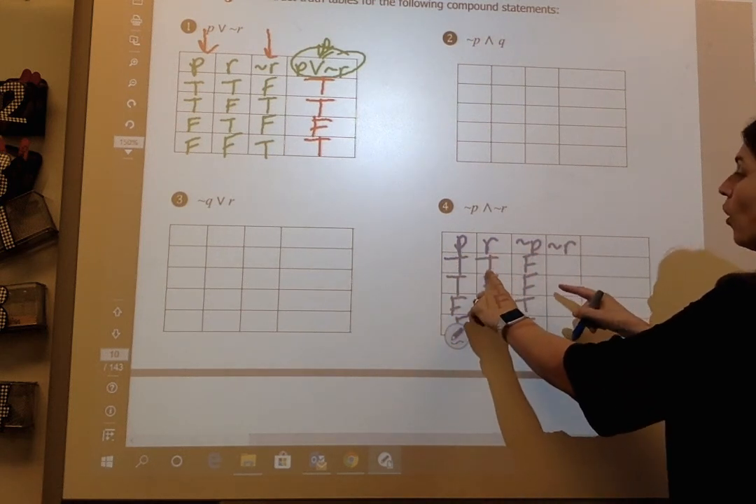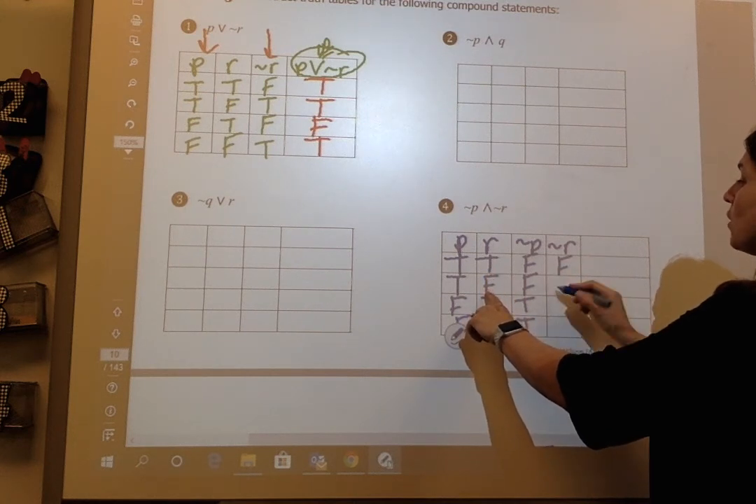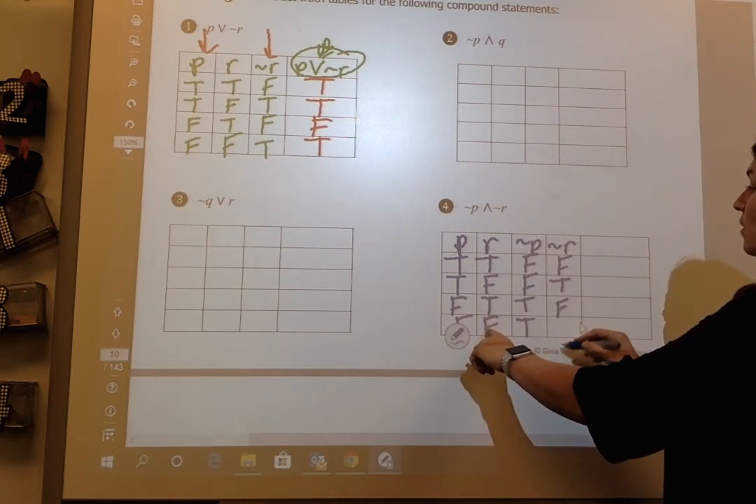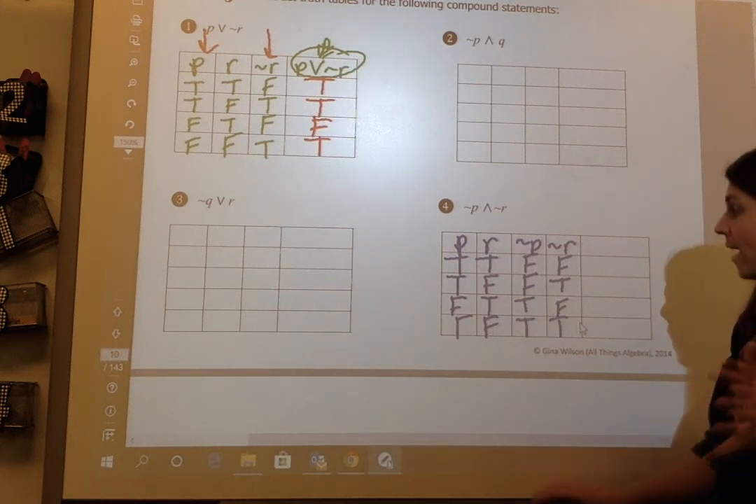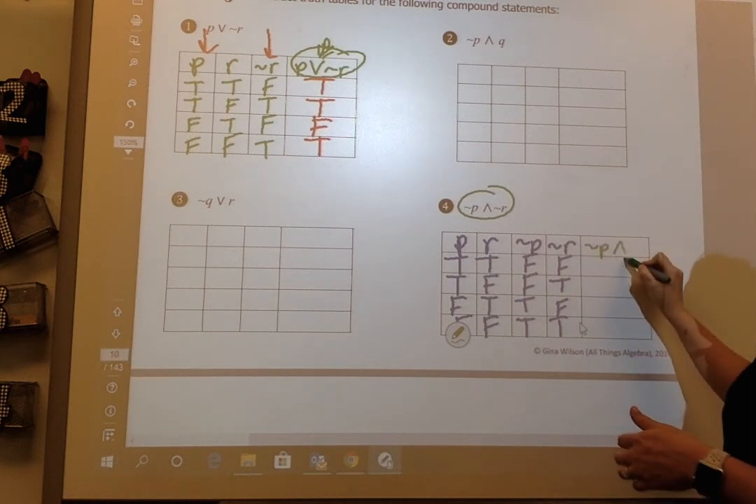Now I look at my R. If R is true, not R would make it false. If R is false, not R would make it true. If R was true, not R would make it false. And if R was false, not R would make it true. Okay? Now, I want to compare not P and not R.